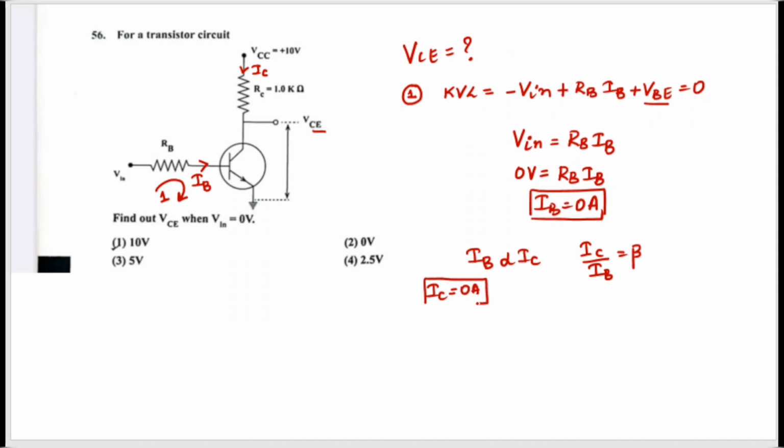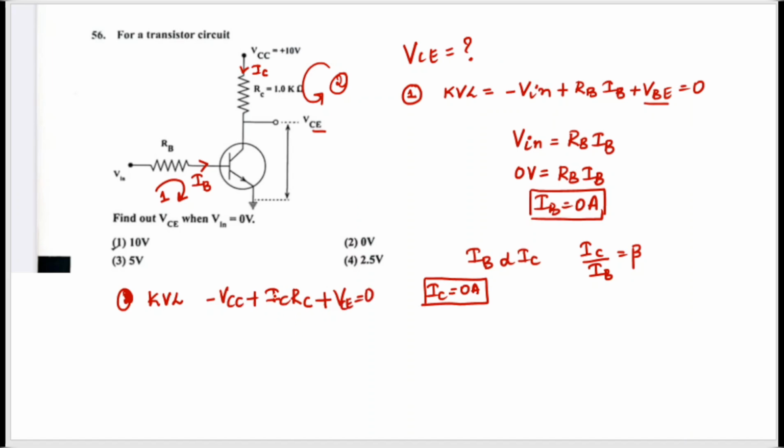Now our task is, we must find the value of VCE. Just apply KVL to this loop 2. The direction of the current is along the IC, the arrow mark is showing along the IC only. So apply KVL for this entire loop. If I apply KVL for this loop 2, what do I get? It will be minus VCC plus IC into RC plus VCE, which is equal to 0.